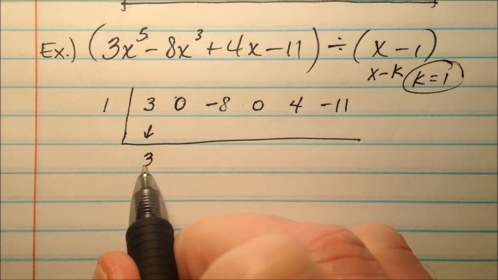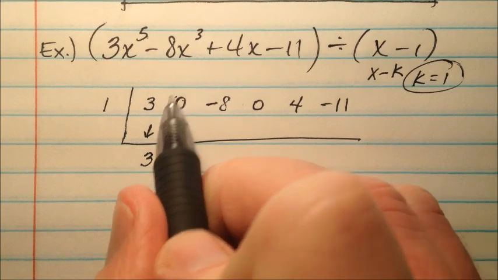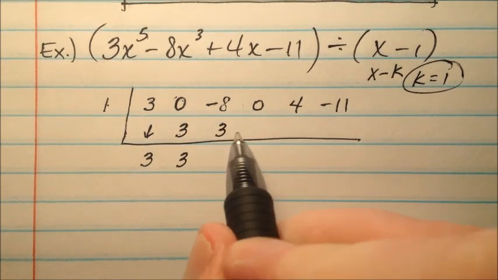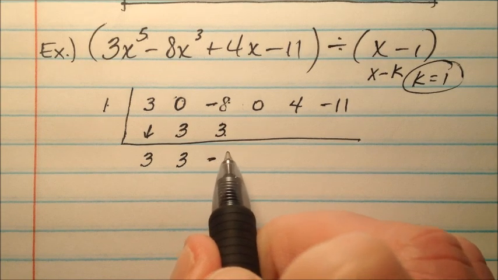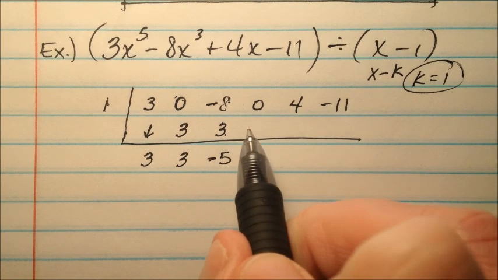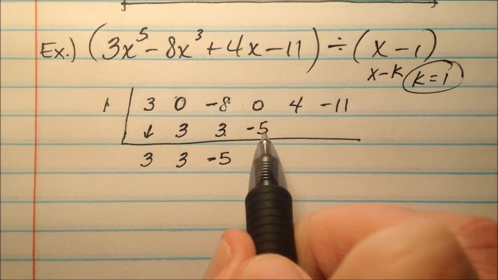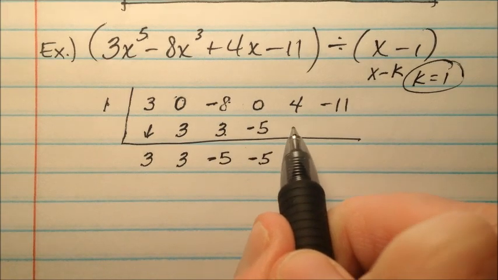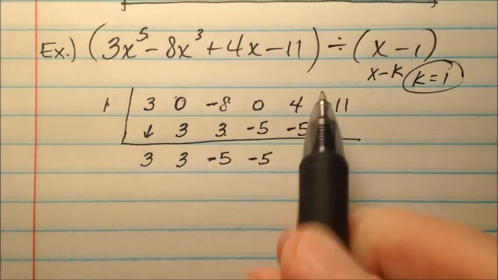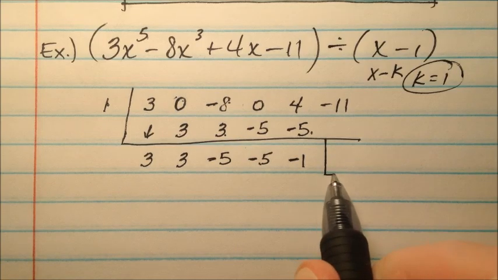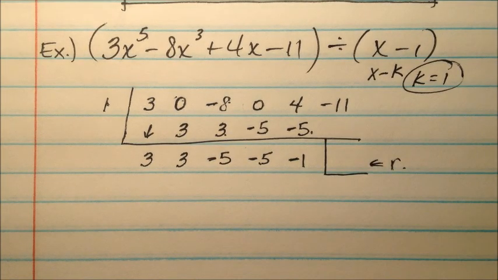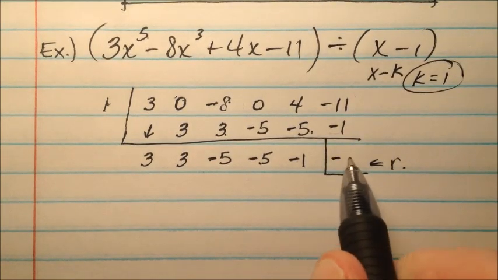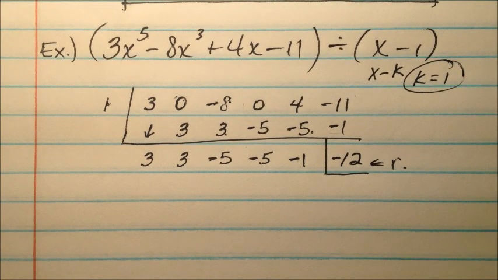So down with the 3. 1 times 3 is 3. And my addition, 0 plus 3 is 3. 1 times 3 is 3. Negative 8 plus 3 is negative 5. 1 times negative 5 is negative 5. 0 plus negative 5 is negative 5. So 1 times negative 5 is negative 5. 4 plus negative 5 is negative 1. A little bar here for my remainder that goes there. 1 times negative 1 is negative 1. And those two together make a negative 12.